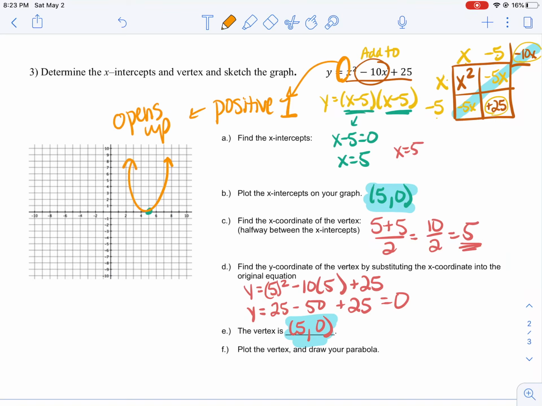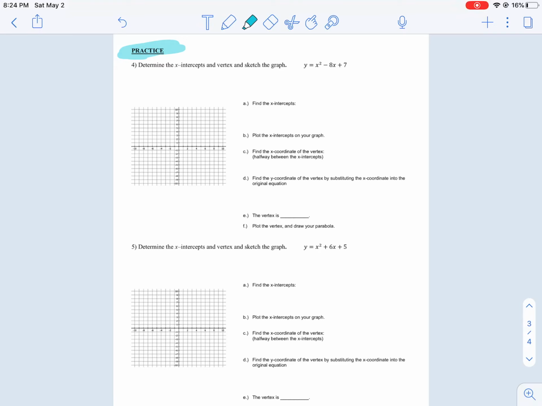There are 2 questions here for you to do as 4 and 5 to do as practice, and then you can submit your notes to Schoology.